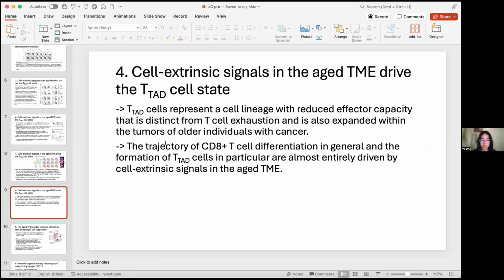And also, they found that the trajectory of CD8 plus T cell differentiation in general, and the formation of T-TAT cells in particular, are almost entirely driven by cell extrinsic signals in the TME.